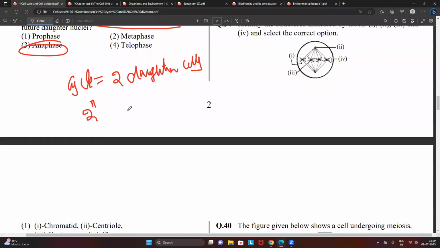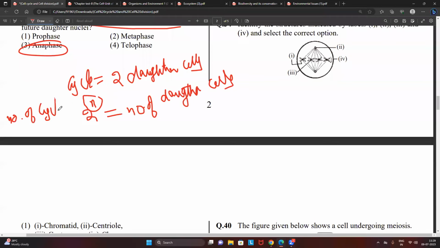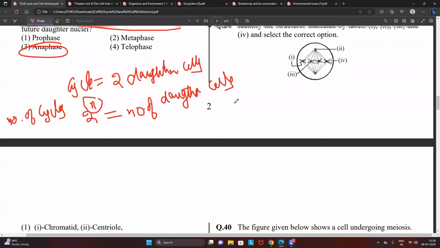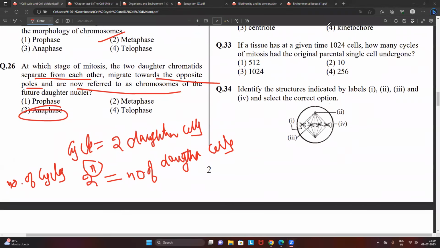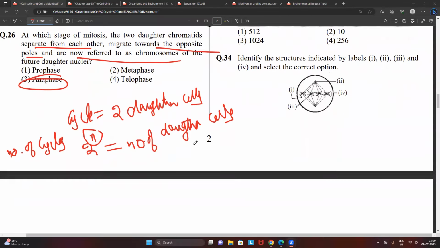2 power n equals the number of daughter cells. What, friends? 2 power n equals the number of daughter cells. And you have to ask me, what does this particular n represent? n represents the number of cycles. I hope every student is understanding my statement. So 2 power n equals the number of daughter cells.